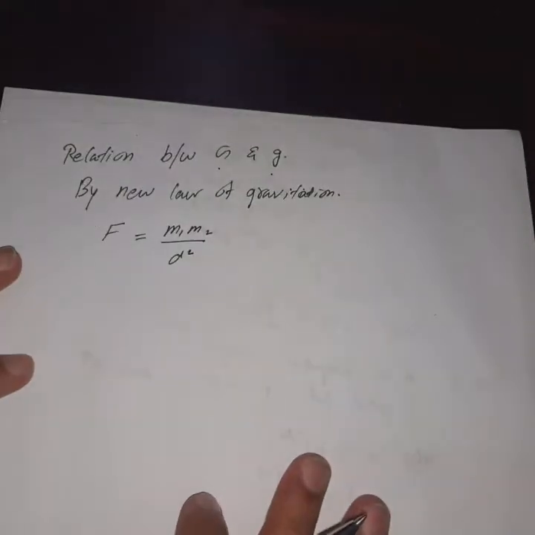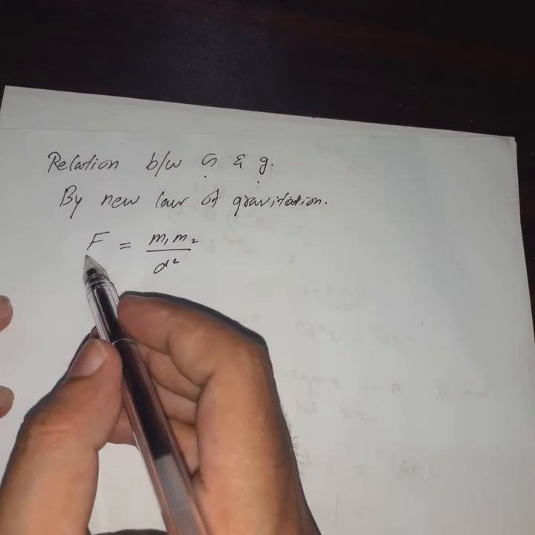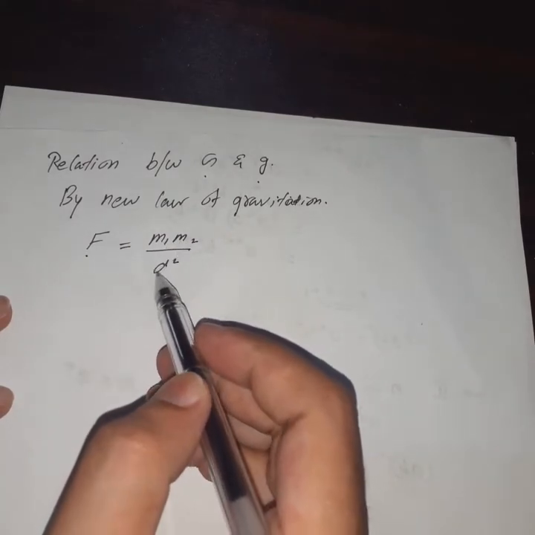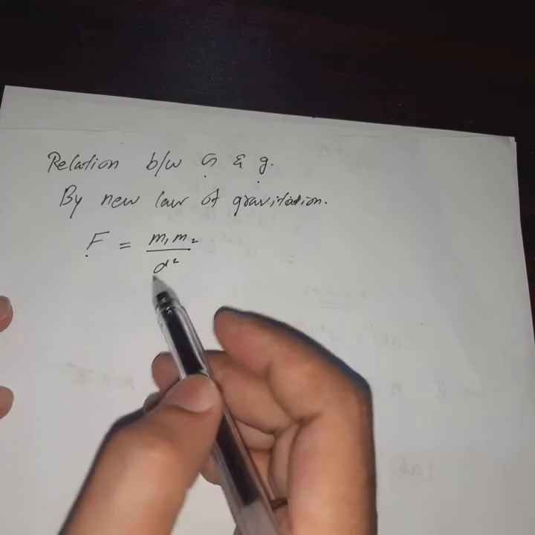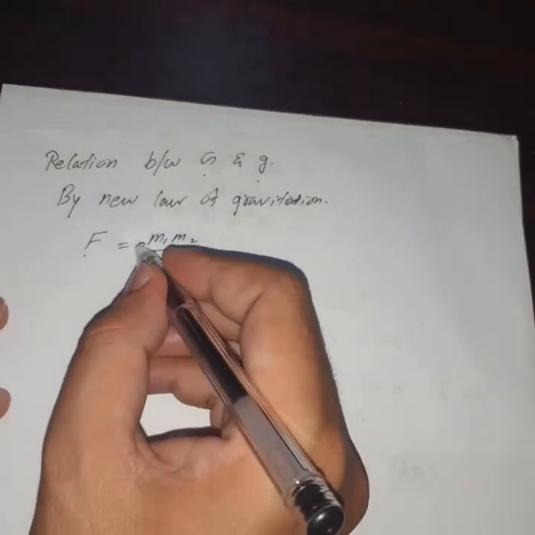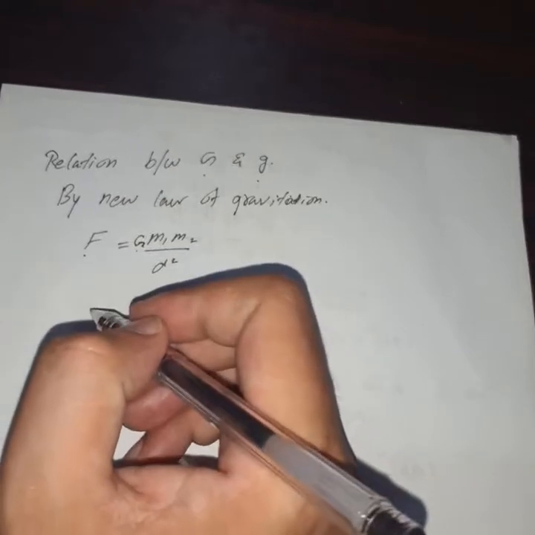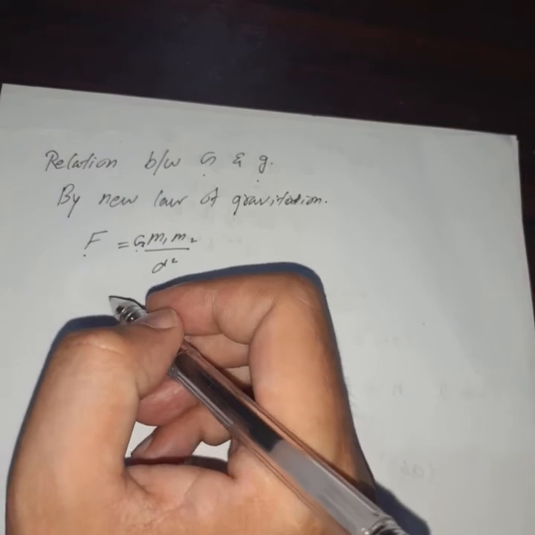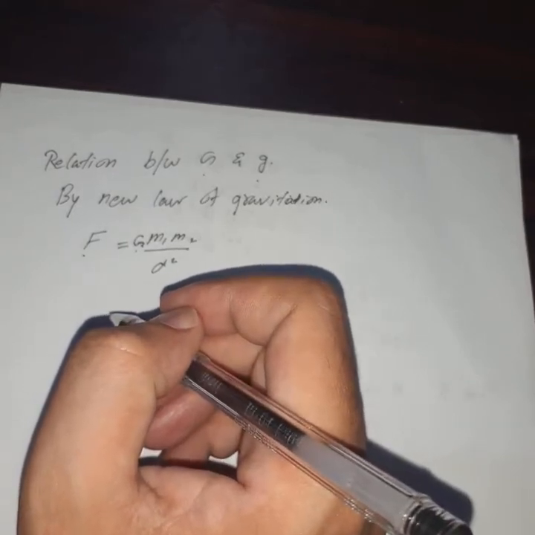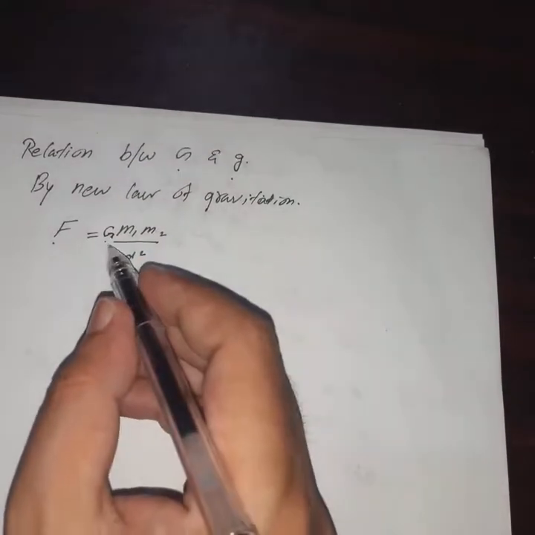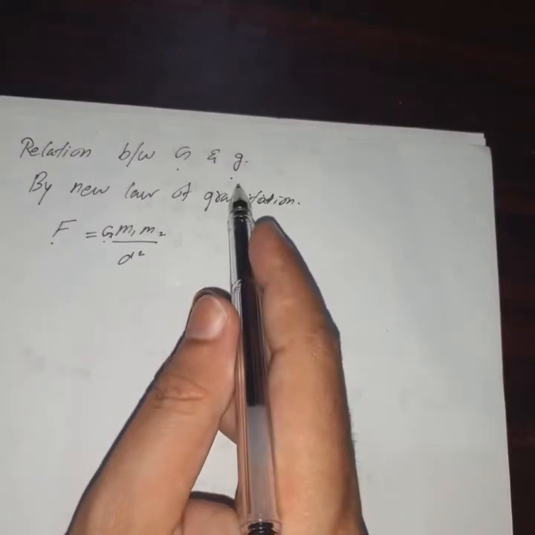Every two masses attract each other with a force F, which is directly proportional to the product of their masses and inversely proportional to the square of the distance between them. So after proportionality, we use a constant G, where G is the gravitational constant. So in this lecture, we will find the relation between gravitational constant and gravitational acceleration g.